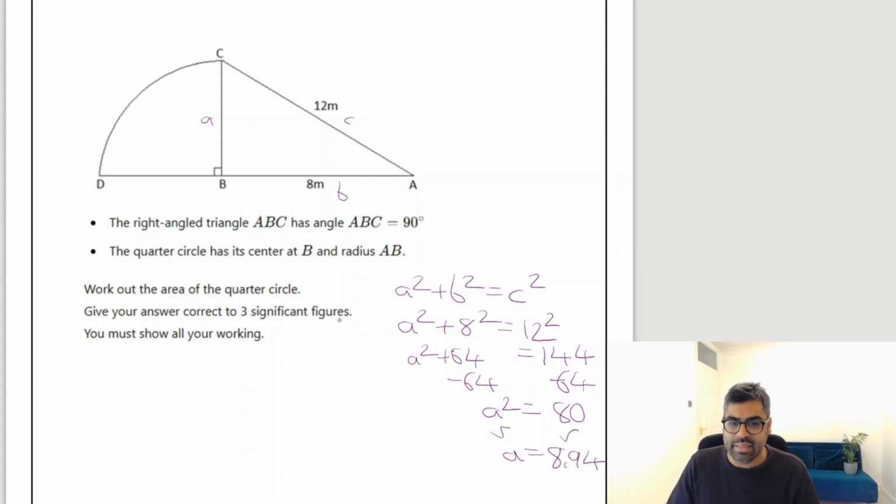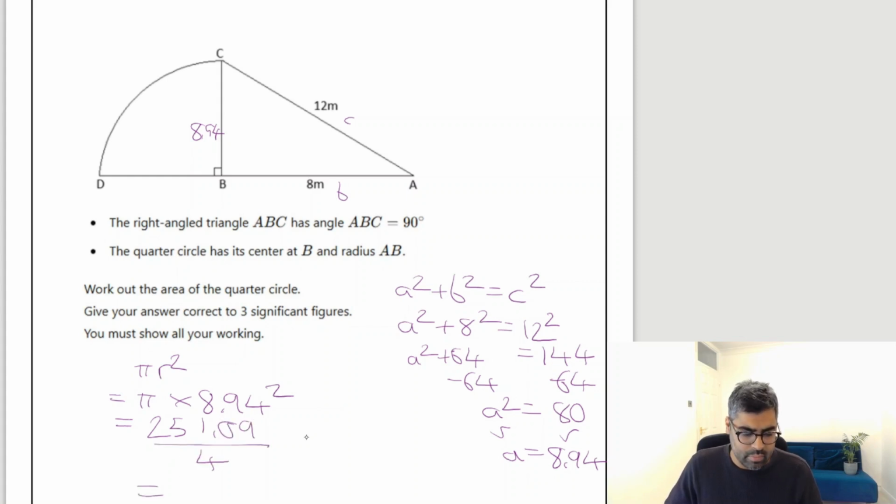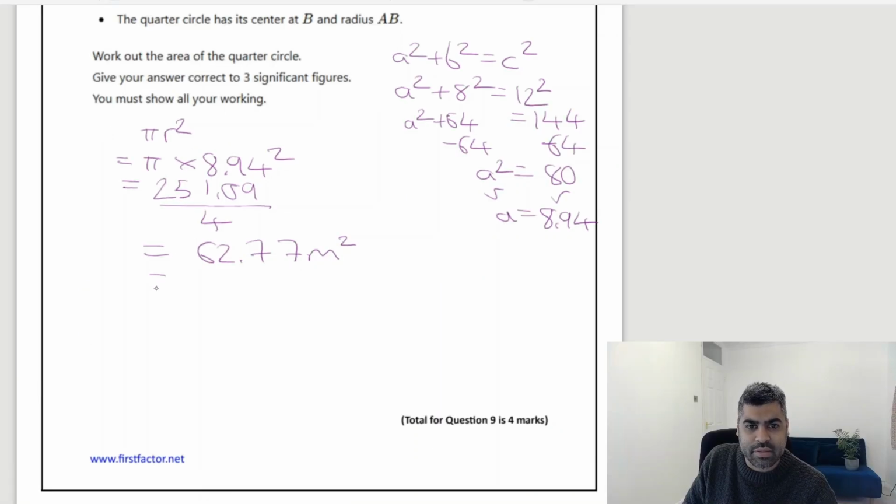8.94. I can see in the answer they wanted 3 significant figures, so for now I'm going to leave it as 3 significant figures. So we know a, we now know this is 8.94. So if we work out the area of a circle and then times it by 25% or times it by 0.25, that'll give us the quarter of a circle. So we have pi r squared, and then we have pi times 8.94 squared, which gives us 251.09. Let's divide this by 4, and we get 62.77 meters squared for our area of a quarter circle. And then as we need to round to 3 significant figures, the answer is going to be 62.8 meters squared.